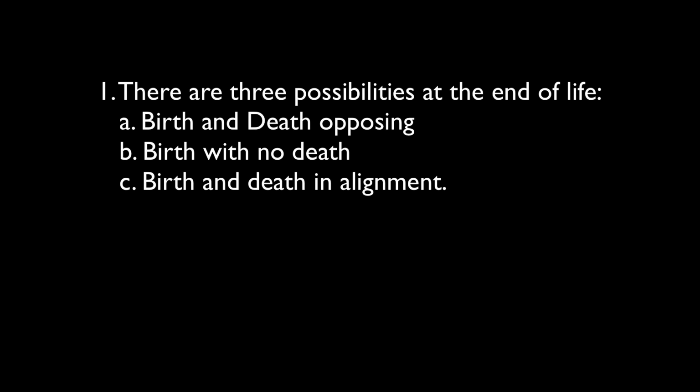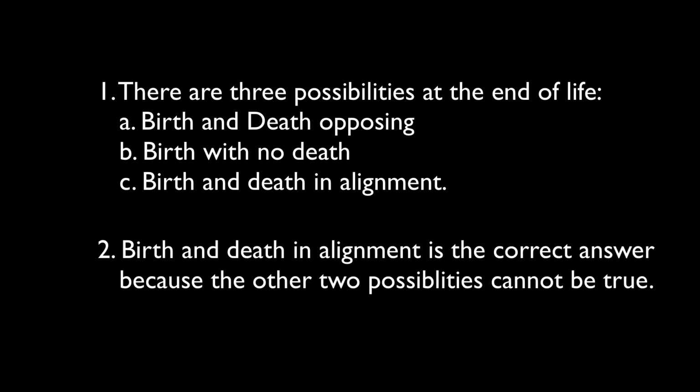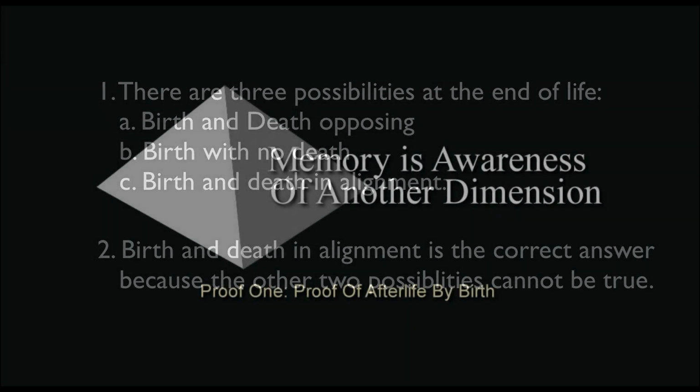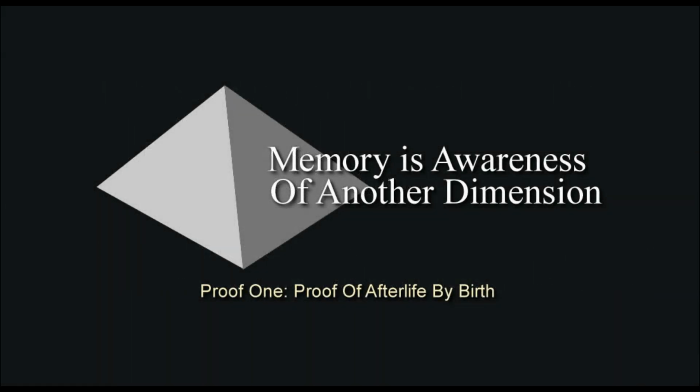This concludes Proof of Afterlife by Birth, Section 3. The important points are: 1. There are 3 possibilities at the end of life: birth and death opposing, birth with no death, and birth and death in alignment. 2. Birth and death in alignment is the correct answer because the other 2 possibilities cannot be true. You may now proceed to the conclusion.